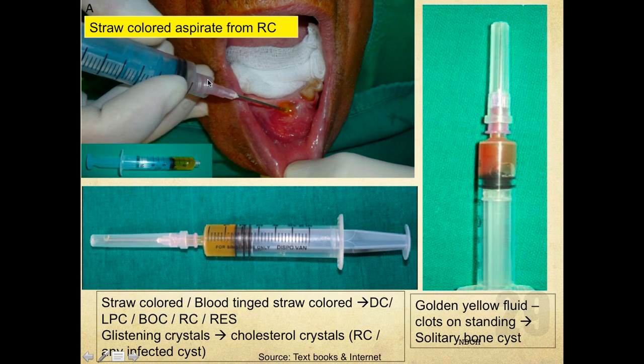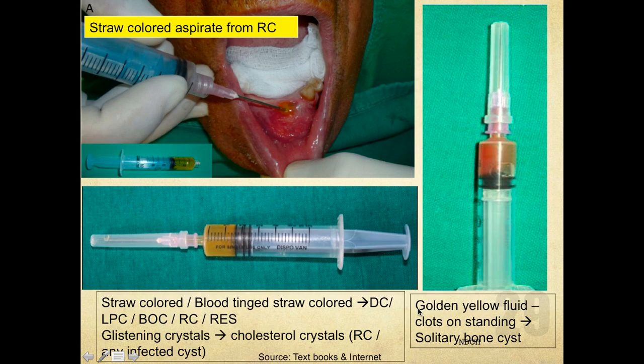Sometimes you may get a straw colored aspirate. This straw colored aspirate is usually indicative of a dentigerous cyst, or it can be a radicular cyst, a lateral periodontal cyst or even a residual cyst. If you find some glistening crystals in the straw colored fluid, it is indicative of cholesterol crystals. Sometimes if you have gone through a blood vessel, this fluid can be blood tinged, so you may get a straw colored fluid which is slightly blood tinged, as you are seeing in this photograph.